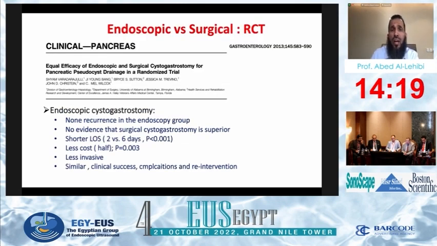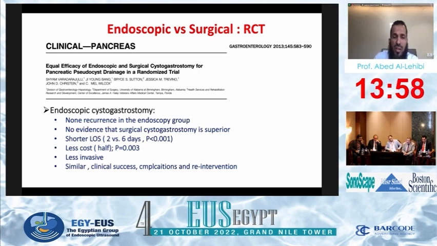This is one of the clear pieces of evidence comparing endoscopy and surgery for pseudocysts. So the debate about pseudocysts is almost gone. The endoscopy is better, and you can use either plastic or metallic stents. As you see, the recurrence in the endoscopic group is very low, and also the success rate is similar, complications are similar, the intervention is similar, but there is a shorter length of stay, lower cost, less invasiveness, and no recurrence. So for pseudocyst, the choice is endoscopy, either plastic or metallic.